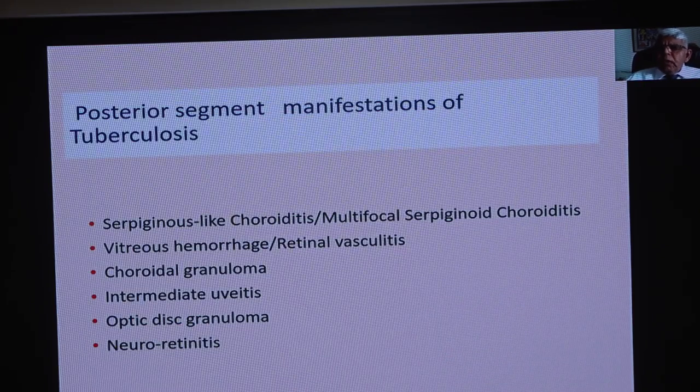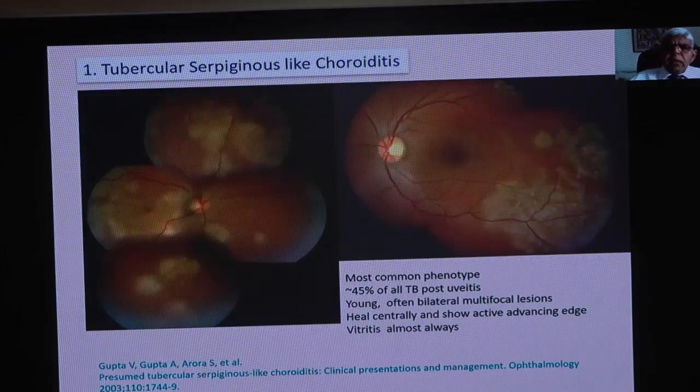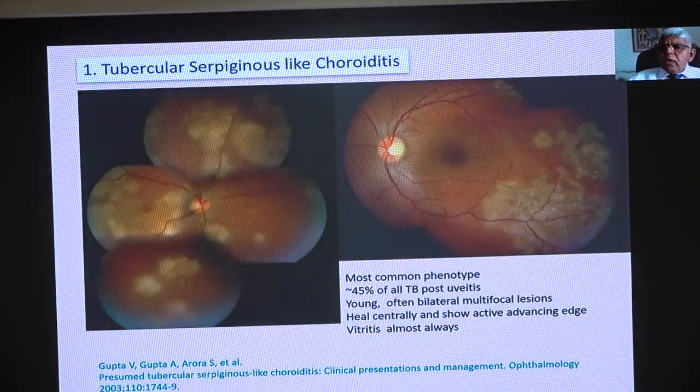Most often, TB uveitis presents in the posterior segment as a serpiginous-like choroiditis, or a vitreous hemorrhage, or as granulomas, and less commonly as optic nerve granuloma, neuroretinitis, or intermediate uveitis. I'll share some examples with you. This was the commonest phenotype.